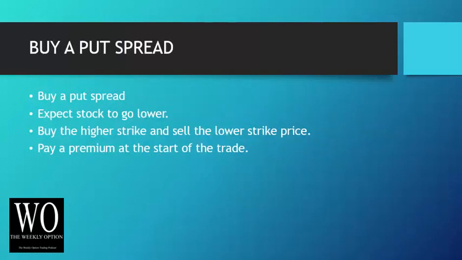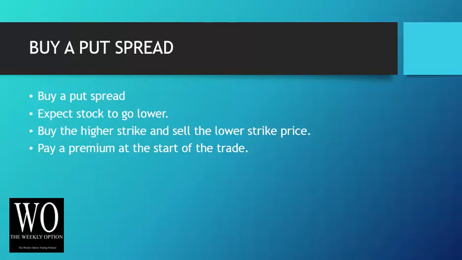And put spreads are similar. So when you buy a put spread, you're expecting stock prices to go lower. Just like when you buy a put, you expect stock prices to go lower. You would buy the higher strike or closer to the money put, and you sell the further out of the money put option, which is going to be the lower strike option.